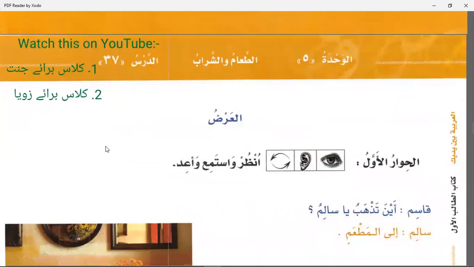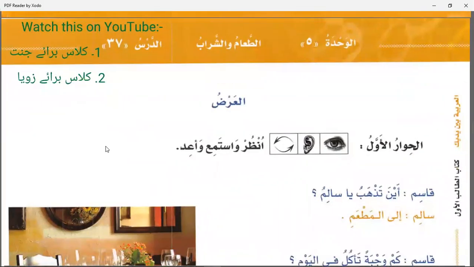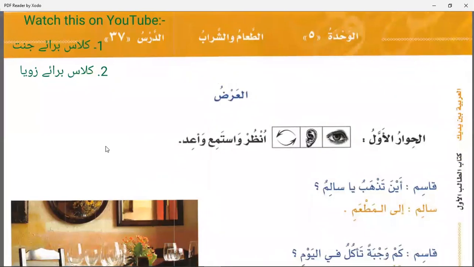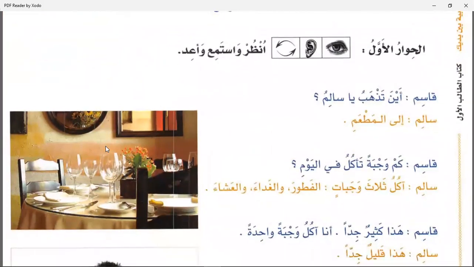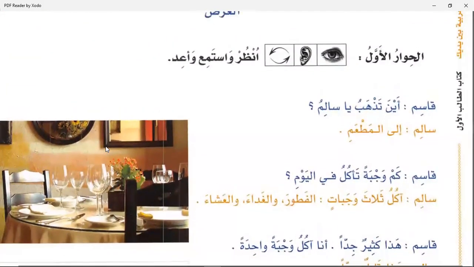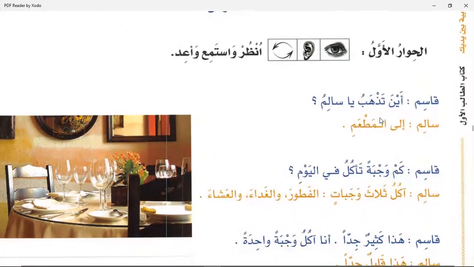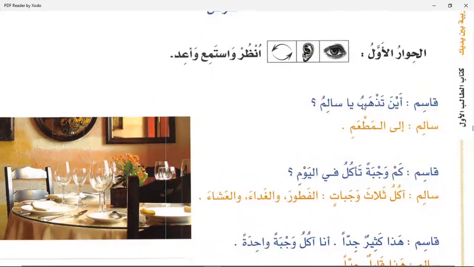Presentation. The first dialogue. Look and listen and repeat. Qasim: Where are you going, O Salim? Salim replies: To the restaurant, or you can also say to the canteen.